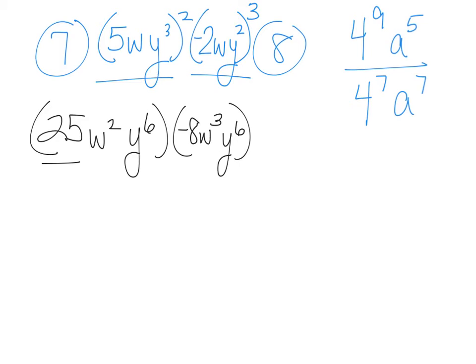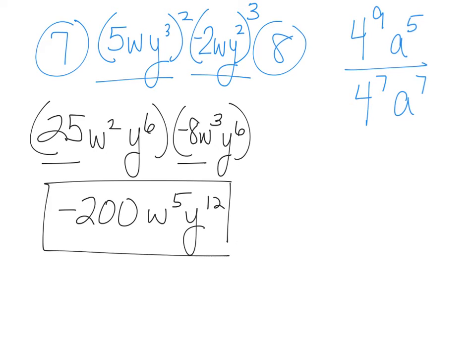I now multiply what I have left. 25 multiplied by negative 8 is negative 200. W squared multiplied by w to the 3rd, I add the powers. And y to the 6th multiplied by y to the 6th is y to the 12th. And there's my answer. In number 8, divide by the same base, I subtract the powers.